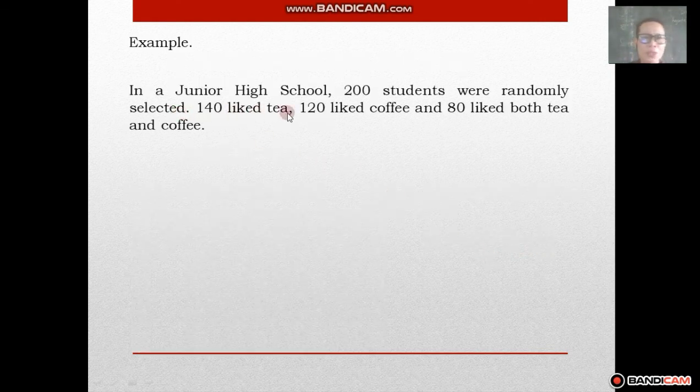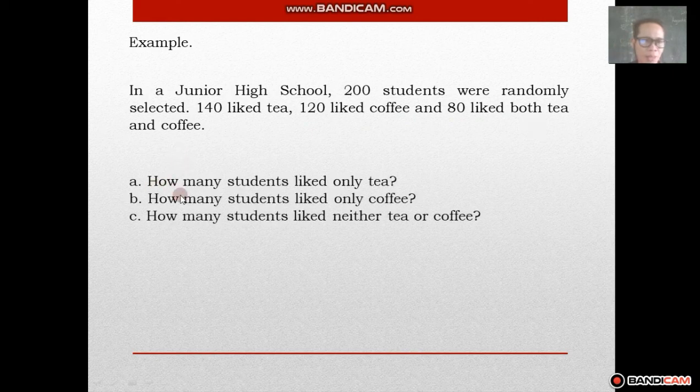Now, next example. In a junior high school, 200 students were randomly selected. 140 like tea, 120 like coffee, and 80 like both tea and coffee. These are the questions. How many students like only tea? How many students like only coffee? And how many students like neither tea nor coffee? Solution.